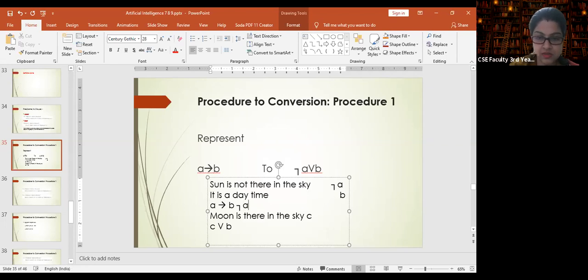Not A or B. We can write it in this way.